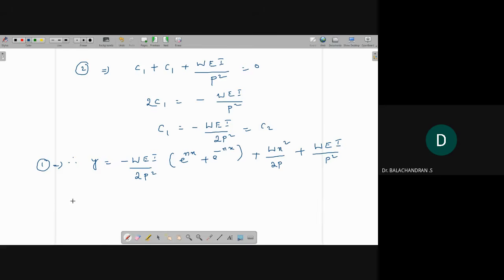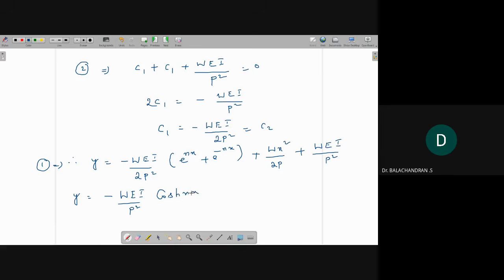So now y equal to minus W EI by 2P square, e power nx plus e power minus nx by 2 is cosh nx.